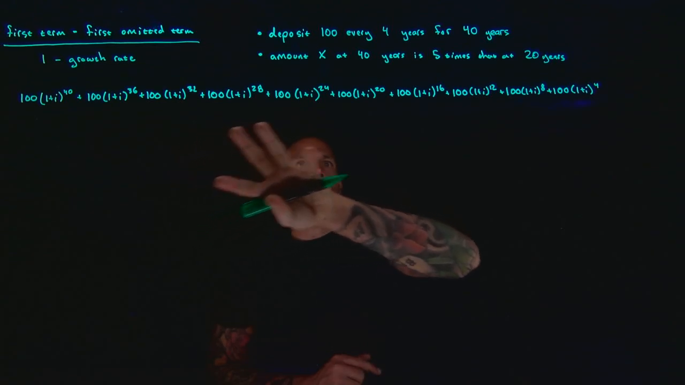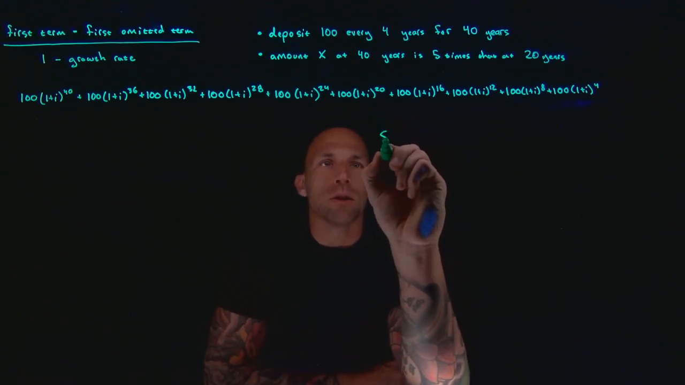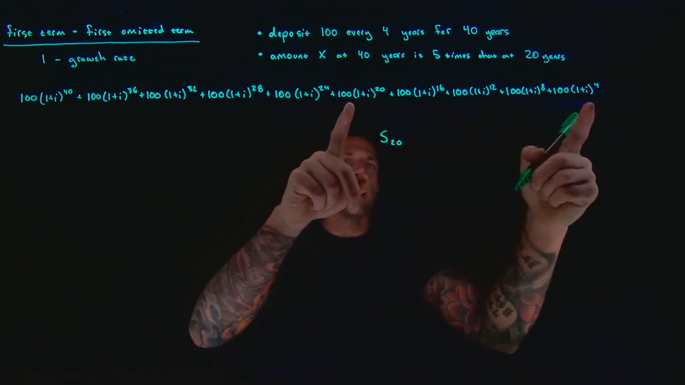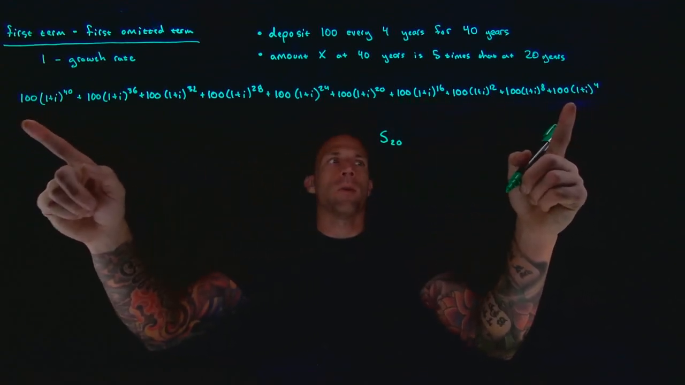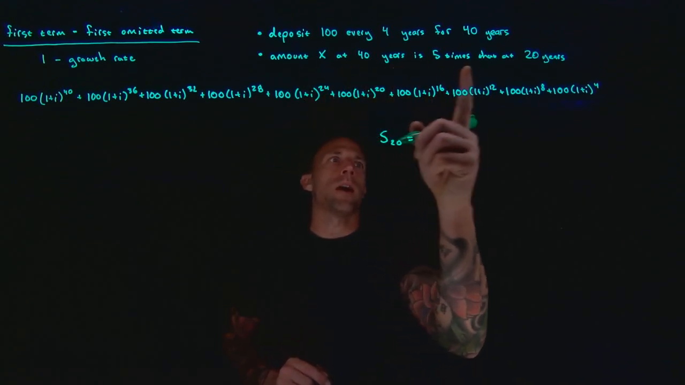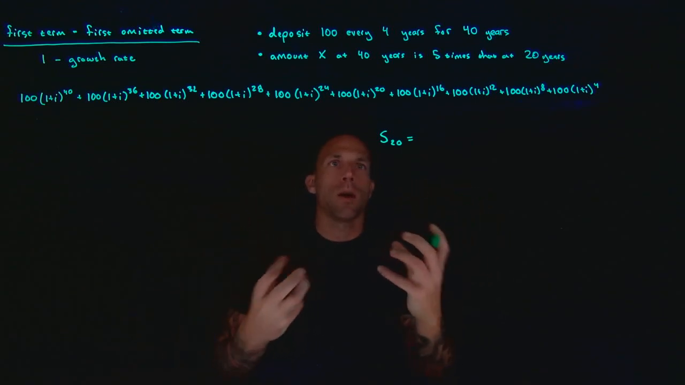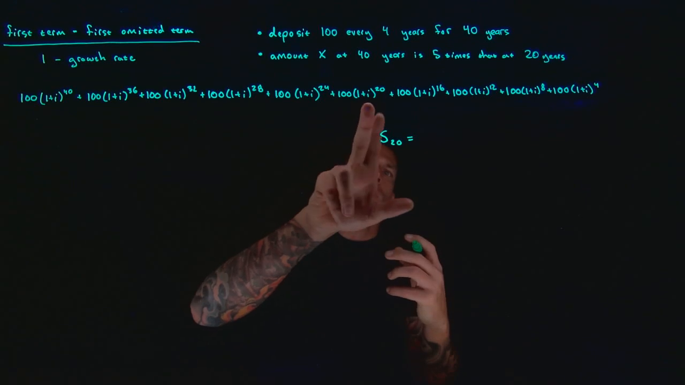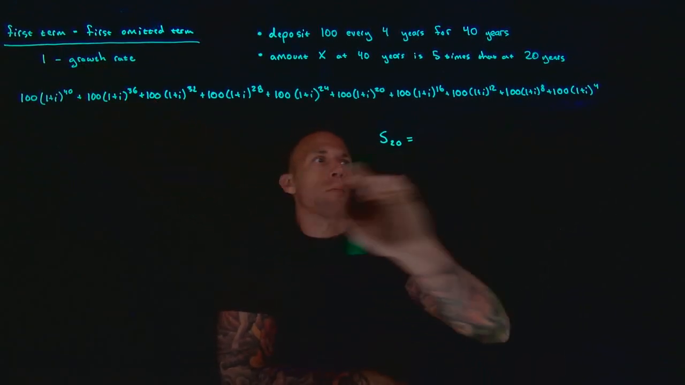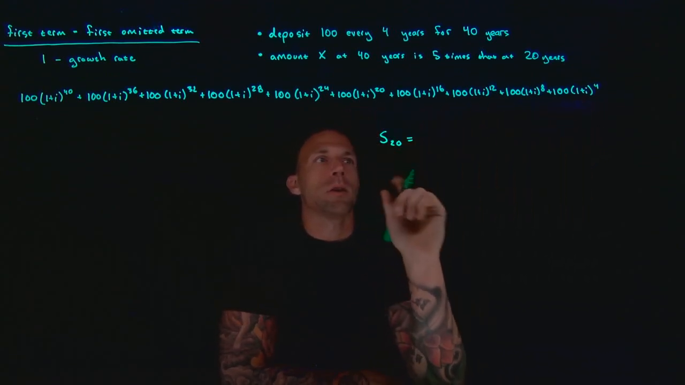In order to solve this problem, we're going to write out 2 different series. We need the sum of the value of the account at 20 years and the sum of the value of the account at 40 years, because the amount X at 40 years is 5 times that at 20 years. So we're going to use those 2 sums to write an equation, and we're going to solve that equation for 1 plus I.